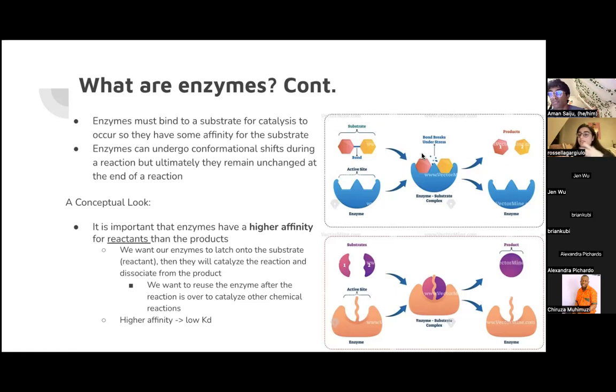And when you have the product, you want the enzyme and the product to let go of each other, because the product needs to go do its function. If the enzyme and the product are bound together for too long, then that's going to make the reaction go slower, and the product can't go fulfill its function. Any questions on that?